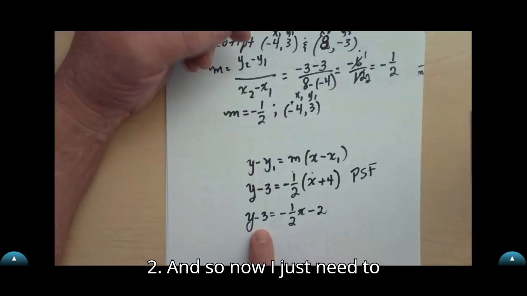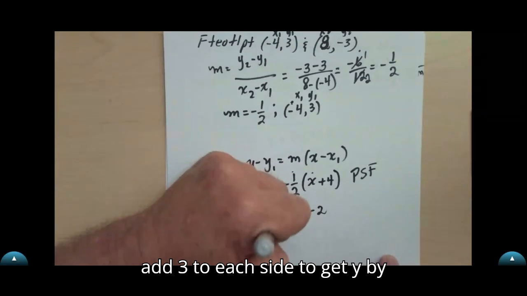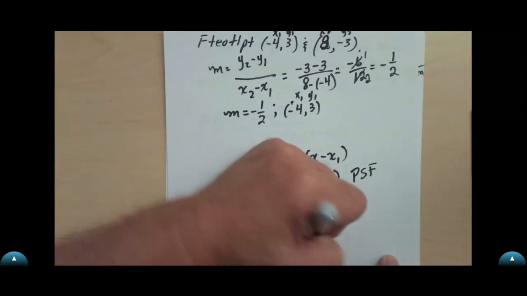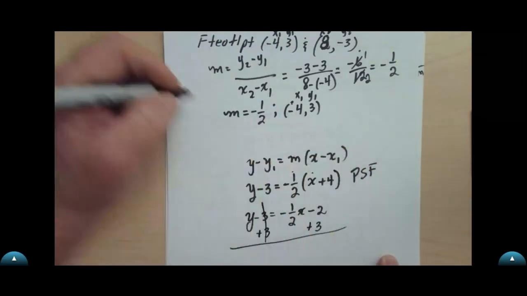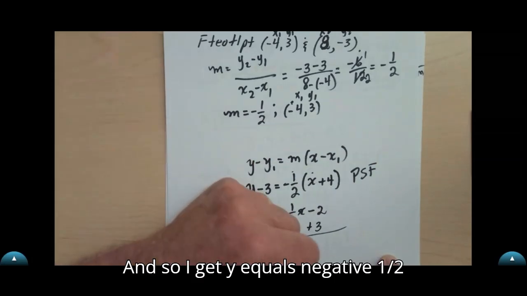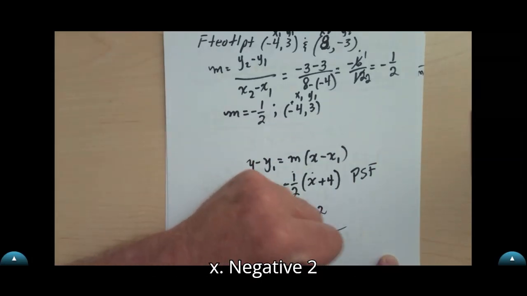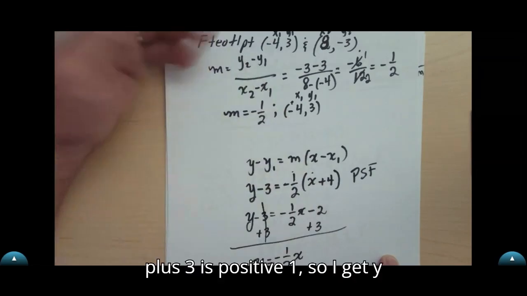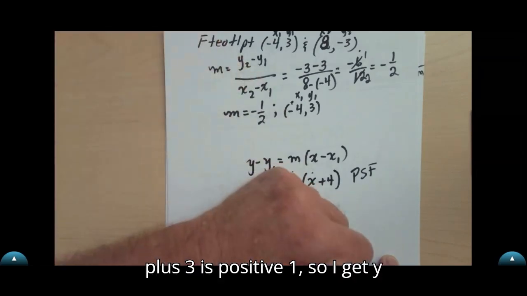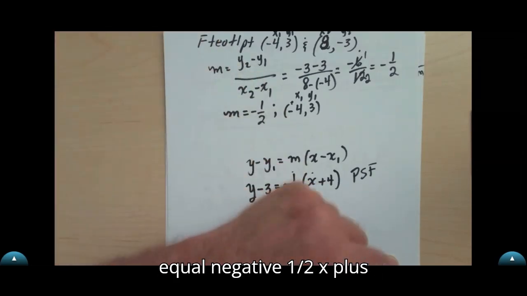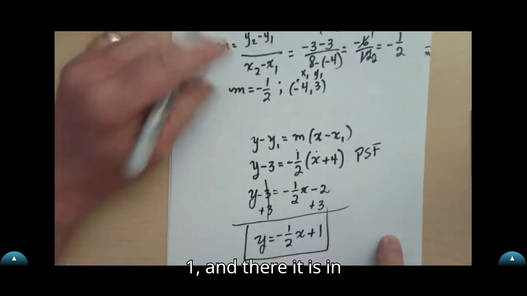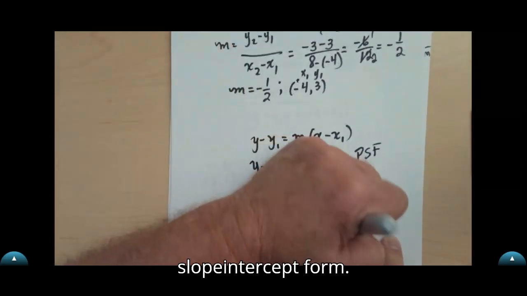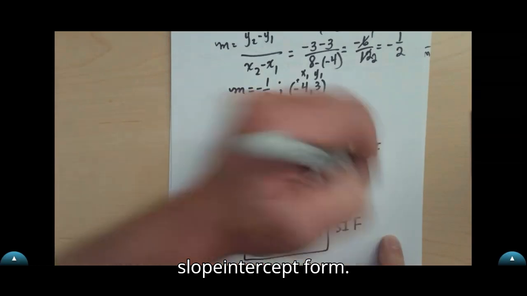And so now I just need to add 3 to each side to get y by itself. And so I get y equals -1/2 x, -2 plus 3 is +1. So I get y equals -1/2 x plus 1. And there it is in slope intercept form.